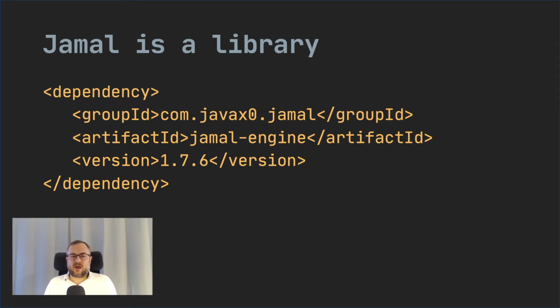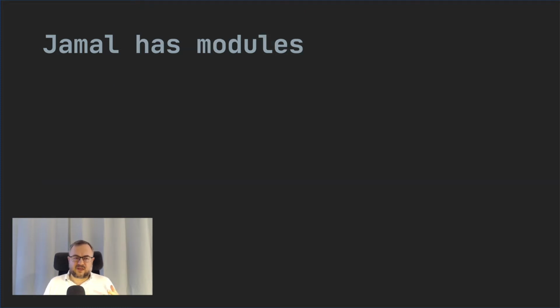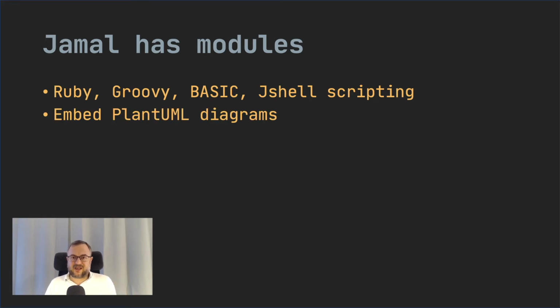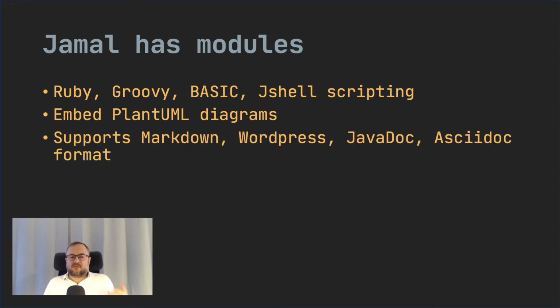And Jamal is not only a text processor and converts text from one thing to another, but it can be extended. So it has modules. It can include Ruby script, Groovy script, Basic, JShell script if you use these modules. You can embed plain UML diagrams and it's automatically generated. It supports any format generally, but there is a practice with Markdown, WordPress, Javadoc, ASCII-Doc format, but you can use it with anything that is text formatted.